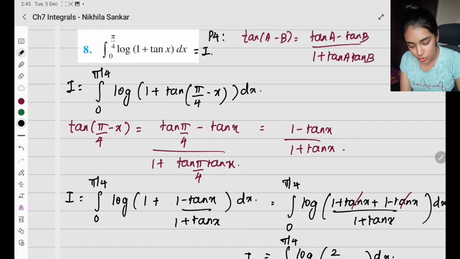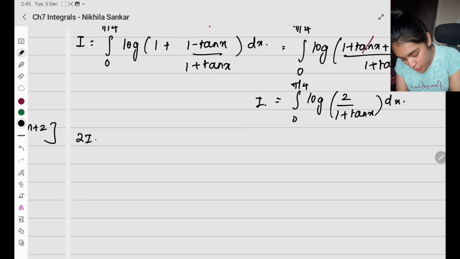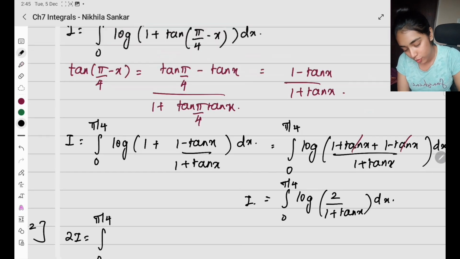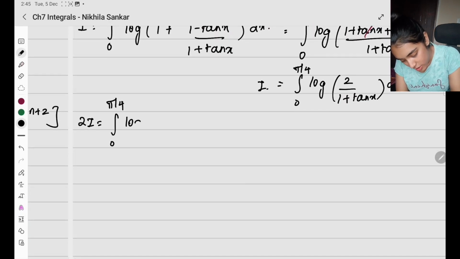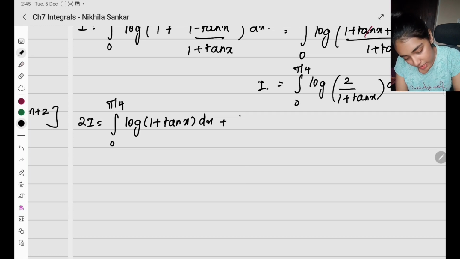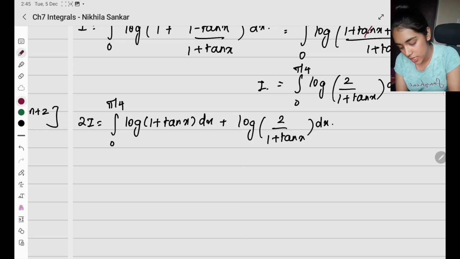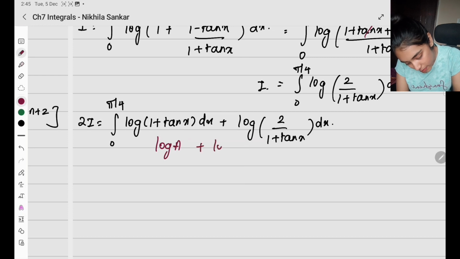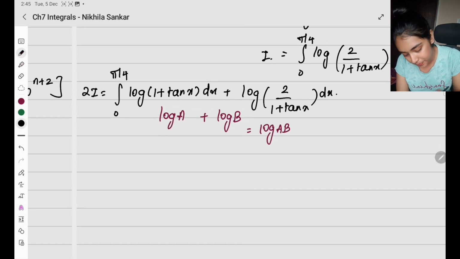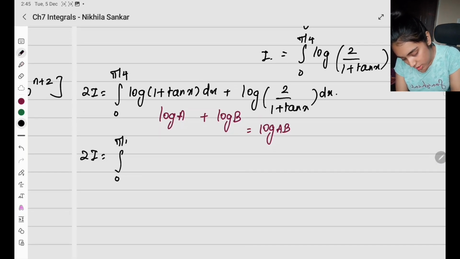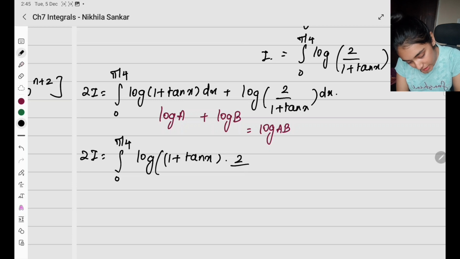So when I add these two, what do I have? Log function irundale add panna try pannunga. So 2I equals integral 0 to pi by 4. What is my question? Log of 1 plus tan x times dx plus log of 2 by 1 plus tan x dx. I'm adding the two, and this is of the form log a plus log b, which is going to be log of a times b. So when I do that, it's going to be 2I equals integral 0 to pi by 4 log of a times b, so 2 by 1 plus tan x times dx.